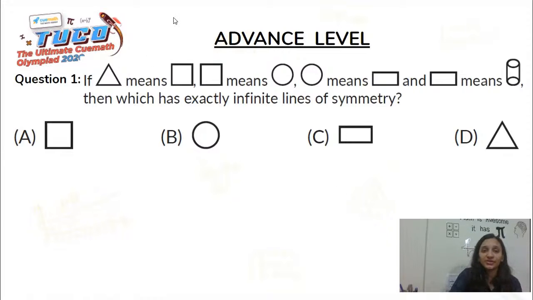Now let's get into this question, which says that a triangle means a square, a square means a circle, a circle means a rectangle, and a rectangle means a cylinder, then which has exactly infinite lines of symmetry. So we'd go with the same concept of code and decode. But here in this question, the code has been given. Like, what does the code actually mean? So we'll be writing the code first and their decodes, that is, the actual meaning of it.